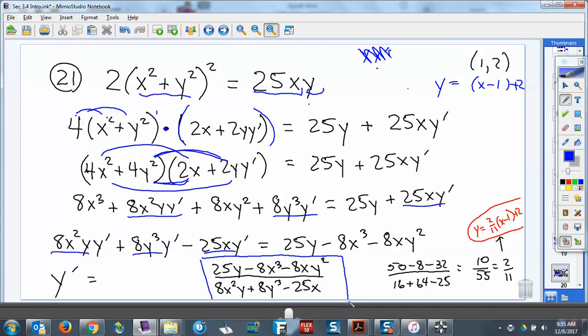that. But we're not done on this problem because they wanted the equation of the tangent line, right? And so what do we got to do? Got to put a 1 in for each x, got to put a 2 in for each y. And I did that over here, and I think I got 2 11ths. So 2 11ths is my slope.